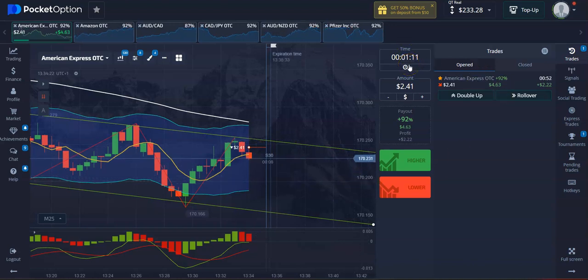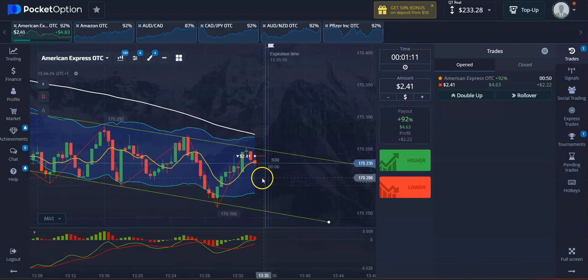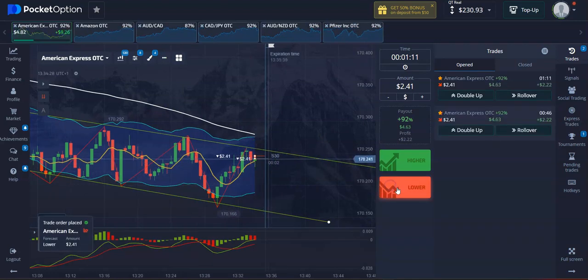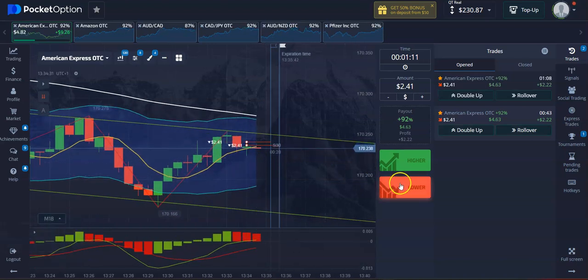1 minute and 11 seconds per trade. So hopefully this will be a profitable trade. And let me take another one there.